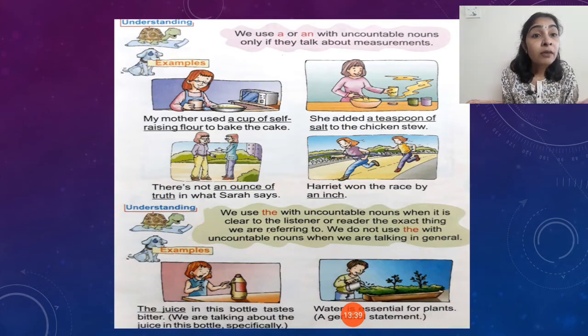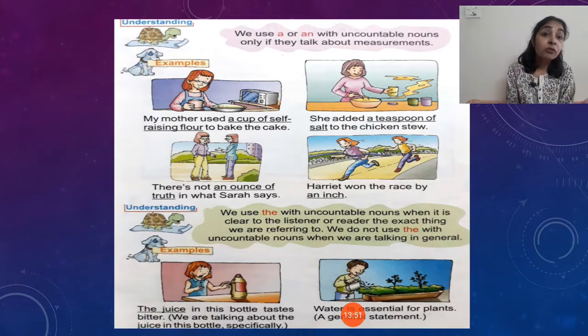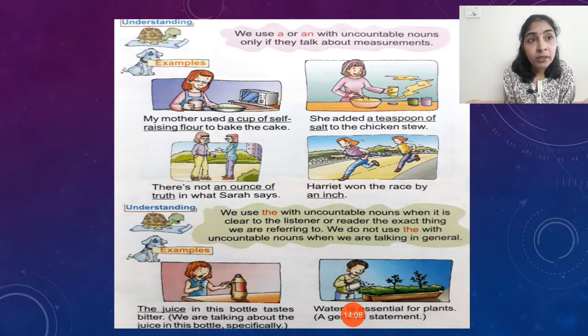Next, we use the with uncountable nouns when it is clear to the listener or reader exactly what things we are referring to. We do not use the with uncountable nouns when we are talking in general. There is a difference between talking in general and talking about something definite. When we talk about a definite thing, we are referring to something the listener already knows, so we use the. For example, previously we were using a, now we are using the juice in this bottle. Juice is uncountable, but we have already talked about that juice and the listener knows about it, so we are using the juice here.